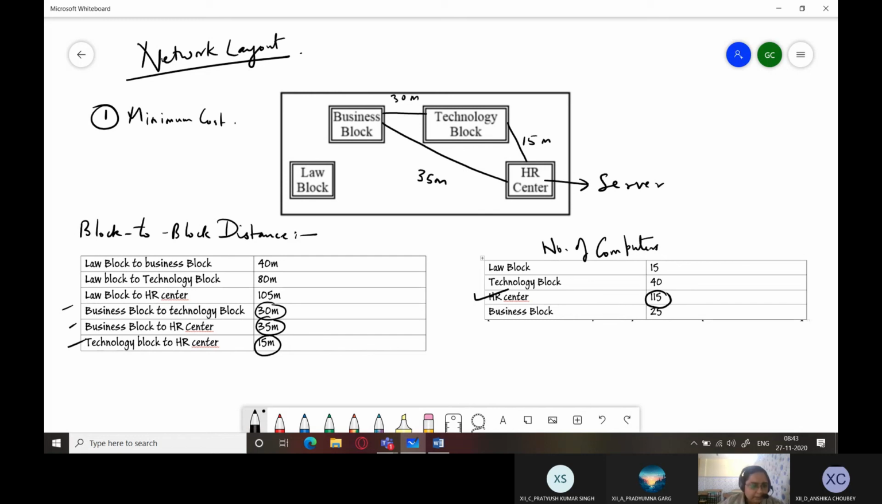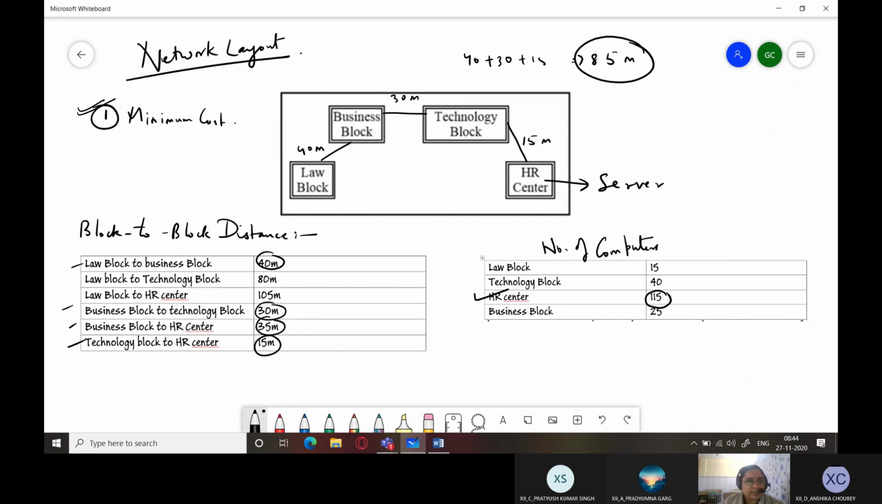So this is 30 meters and the next lowest one is 40 meters, law block to business block. So I can see this is 40, this is 30, this is 15. But here business to technology, business to HR, either I can break this connection or this connection. So if I just remove this one, I will get a very cost effective minimum cabling cost layout, which is 40 plus 30 plus 15, that is equal to 85 meters. So what is the lowest I got? 85 meters, that is minimum cost.